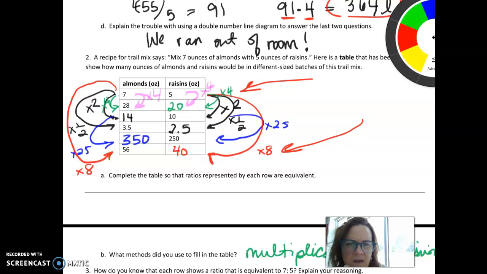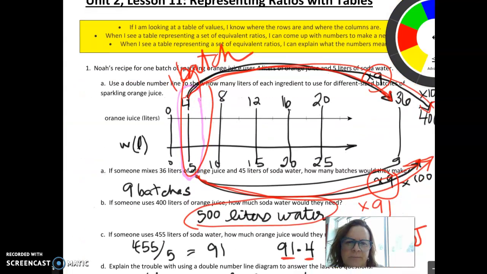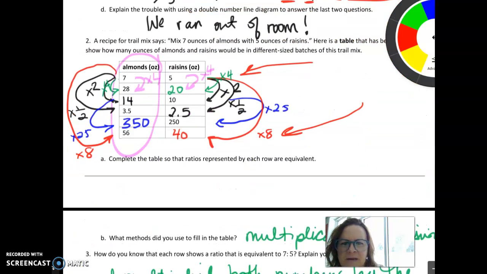And then with a table, you can pick and choose and move around the table as you need. You'll notice that in this table, the numbers are not in order like they would be in a double number line. In a double number line, we always put the numbers in order as they go consecutively. In a table, we don't have to do that. We can just fill in the numbers as we need and associate whatever numbers make the most sense to us. And so if I have 56 ounces of almonds, then the number I'm going to use for that is either the 7 or the 28. In my example, I used the 7 because I knew that 7 times 8 would be 56. So then I would multiply the 5 times 8 to get the 40.